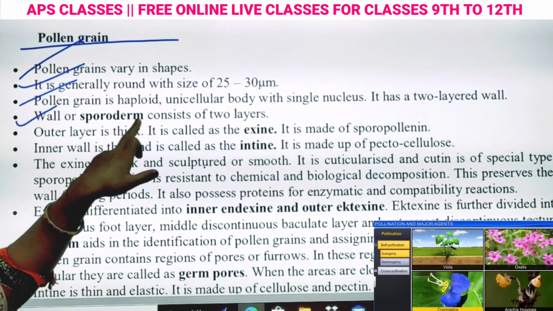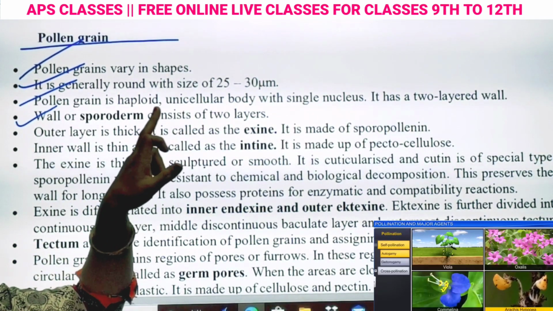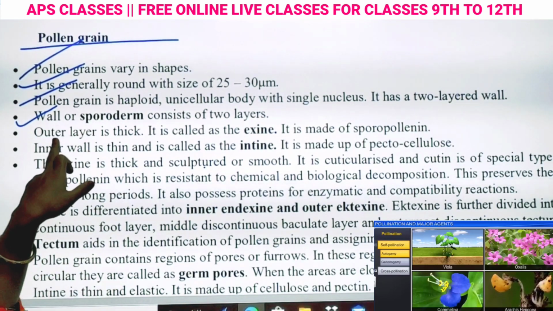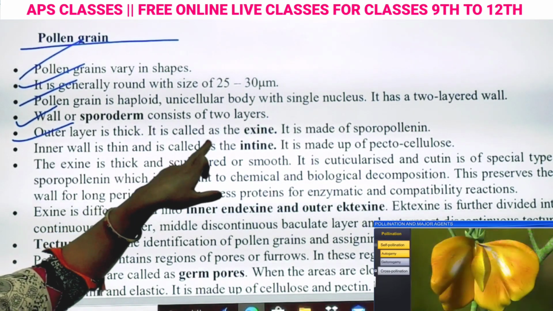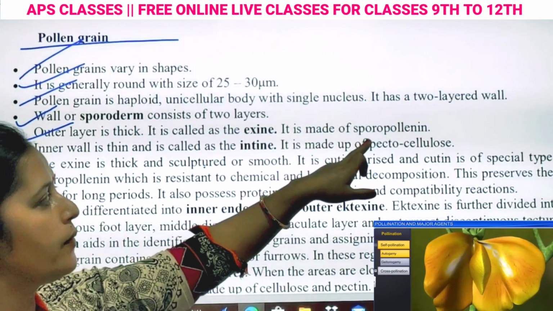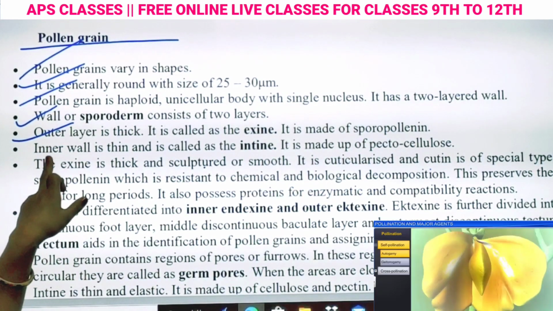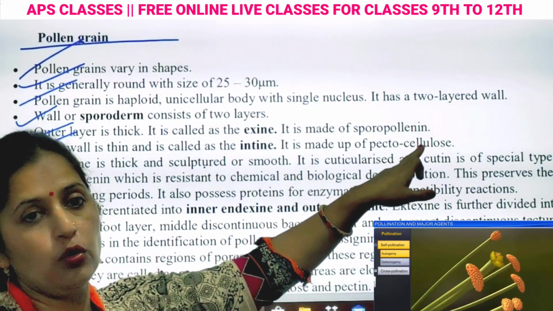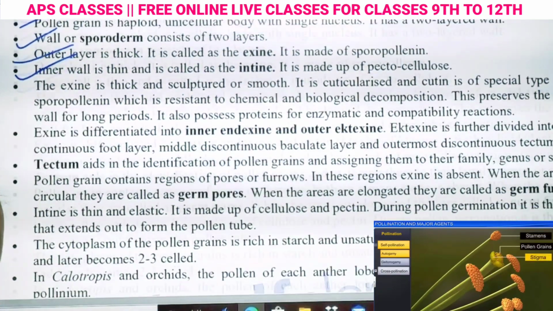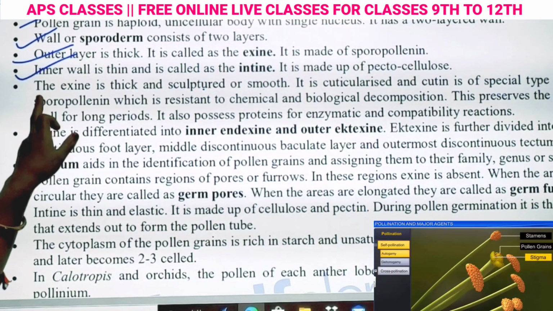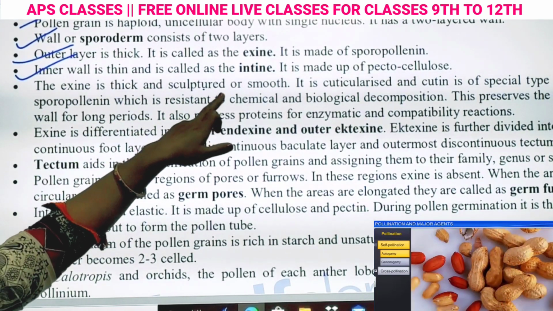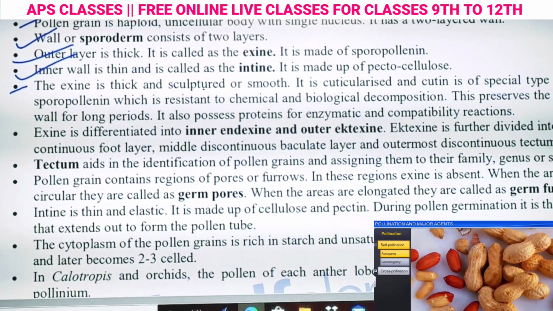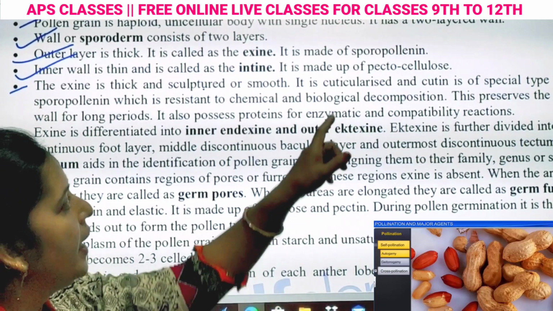Wall of the sporoderm consists of 2 layers. जो wall है sporoderm की, that consists of the 2 layers. Outer layer जो है thick है, that is called exine, and it is made up of sporopollenin. Inner wall is thin and that is called intine, and it is made up of pectocellulose. जो intine की layer है, that is made up of pectocellulose. The exine is thick and sculpted or smooth. जो आपकी exine होती है वो thick है और smooth होती है.